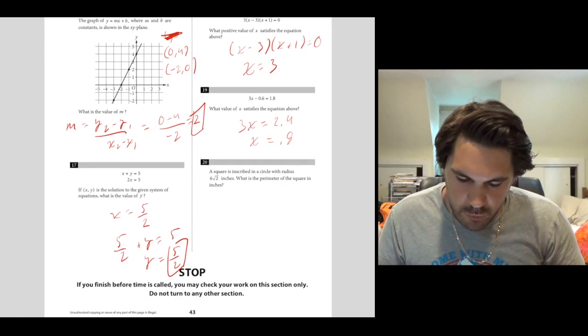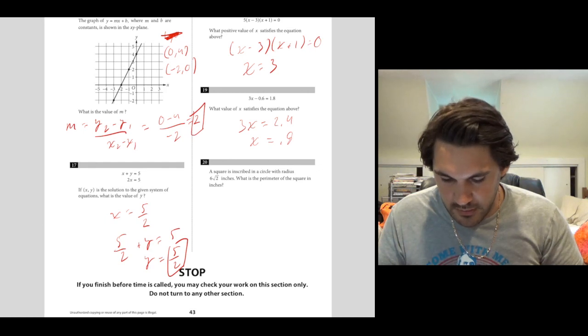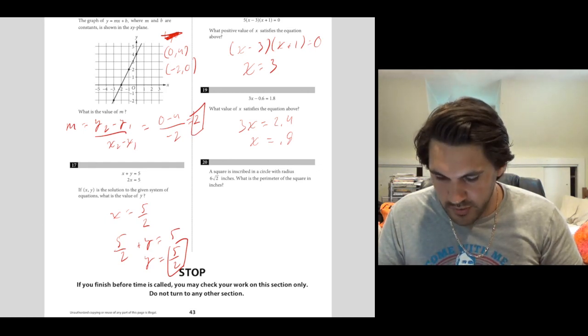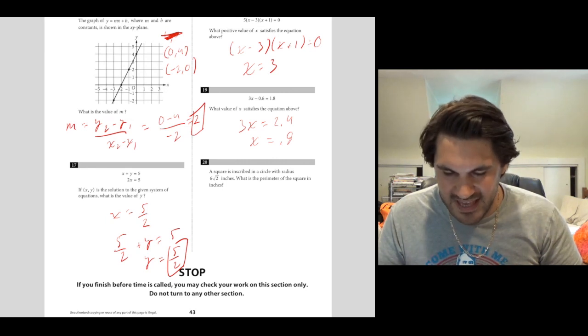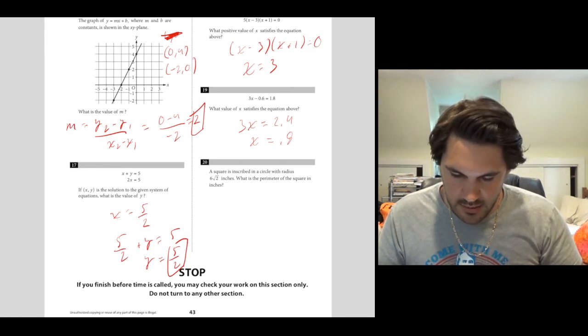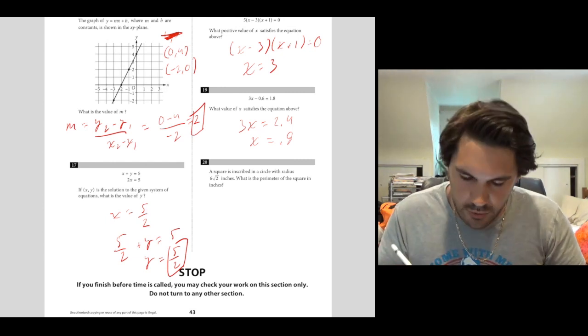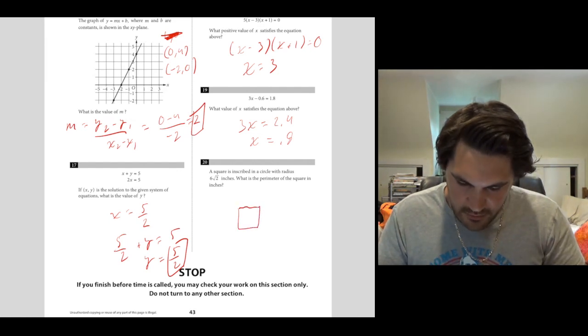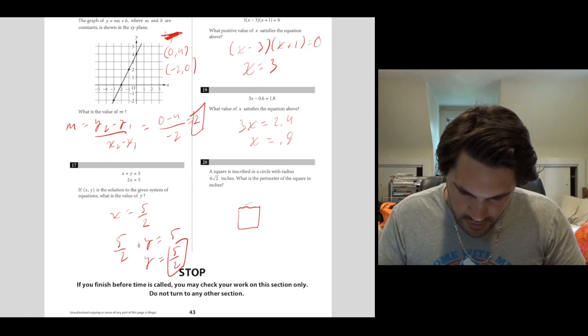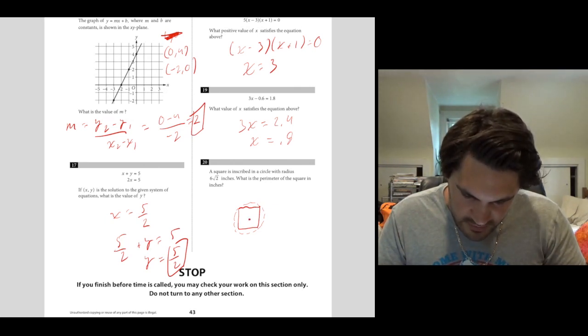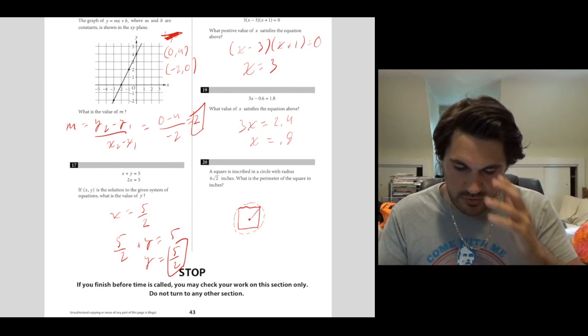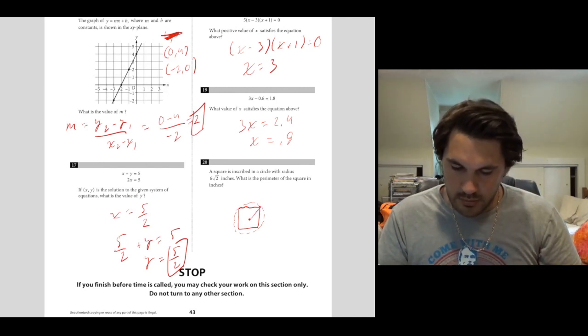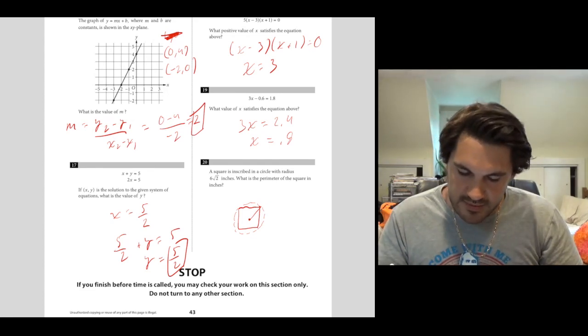And last question, number 20. A square is inscribed in a circle with a radius of 6√2. What is the perimeter of the square in inches? Okay. So let's try to picture what this is going to look like. We have a square that's inside of a circle. Okay, so this is going to be our circle, and the circle has a radius of 6√2 inches. So that would mean that this would be equal to 6 root 2, because that's the radius.